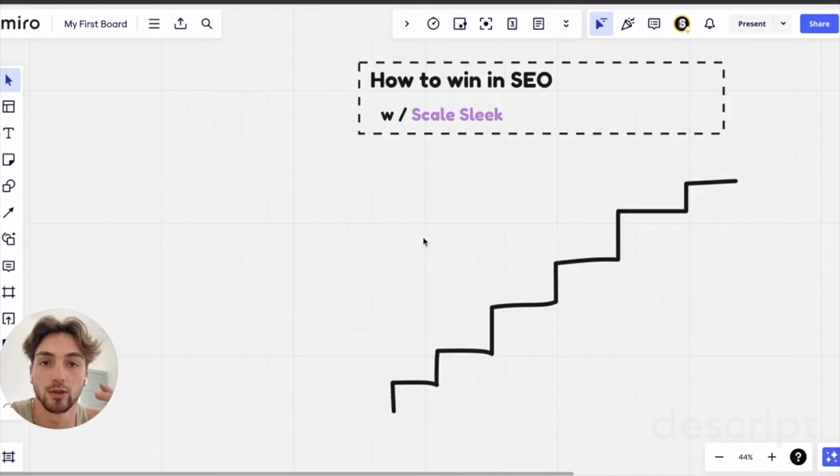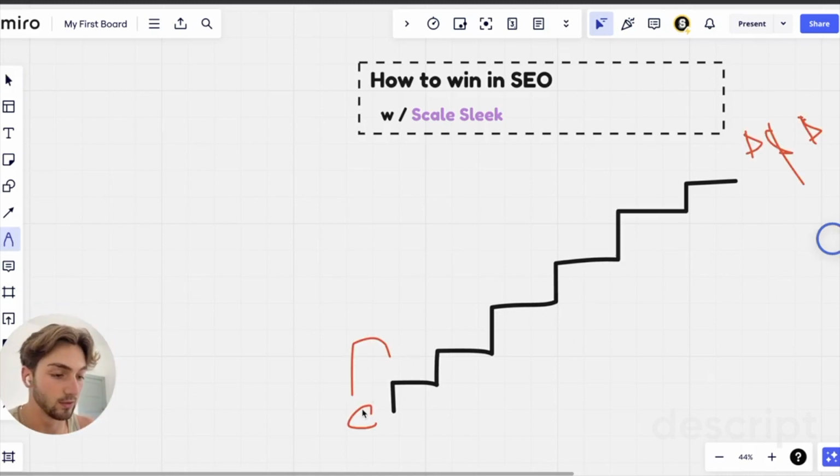So I'm just going to break down two concepts that explain why Scale Sleek is so great to get ahead with your SEO. So the first one is, where do you start? And what I mean by this is, when you're doing SEO, pretty much everyone's going to start at the same point. So if we were to analyze that on a sort of diagram, look at these black things as steps. So now you've done your step one, you're looking for your keywords.